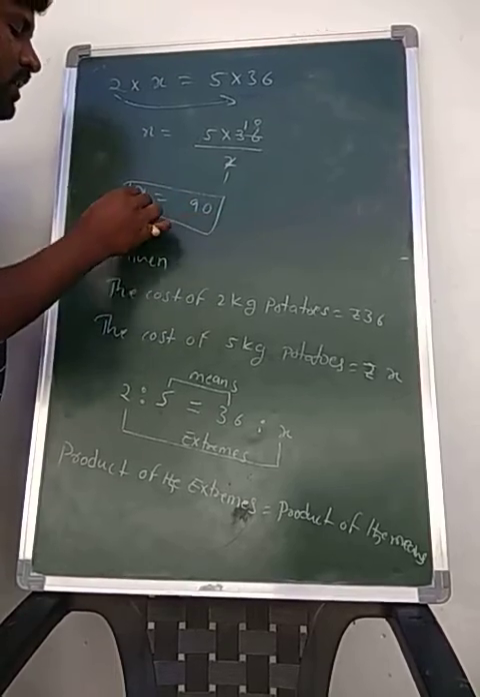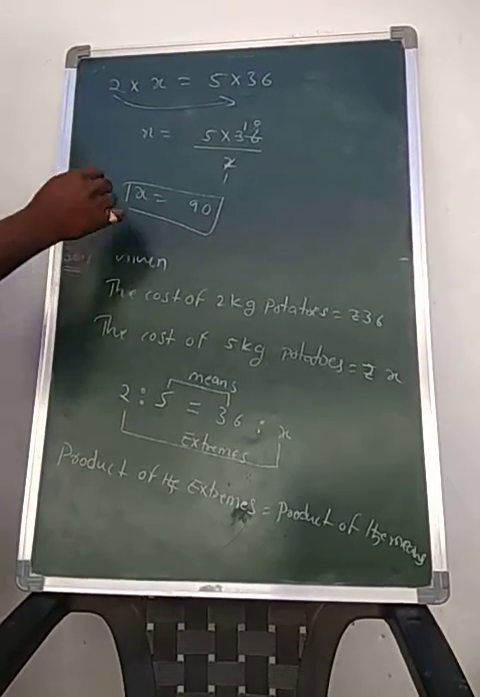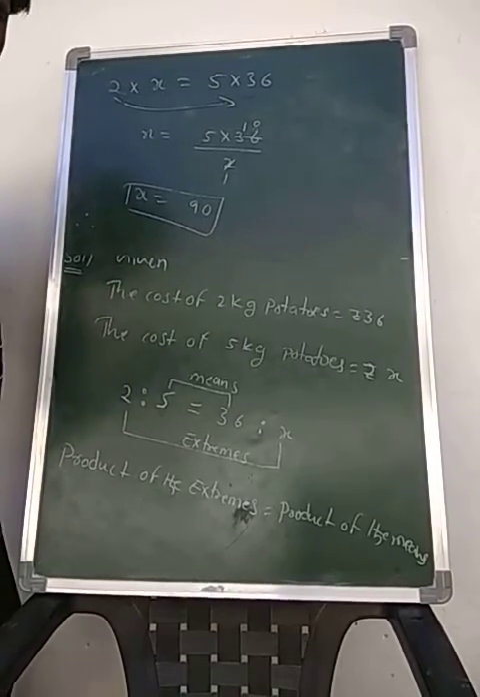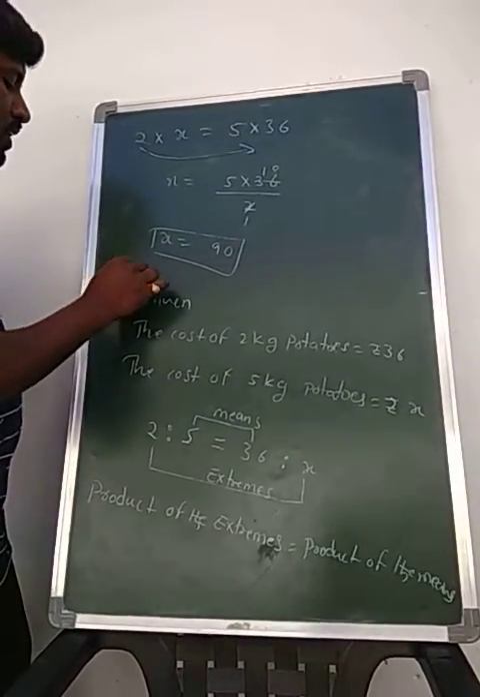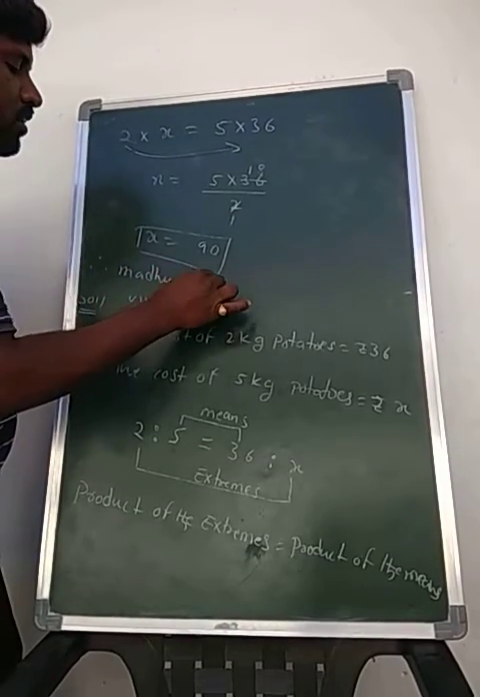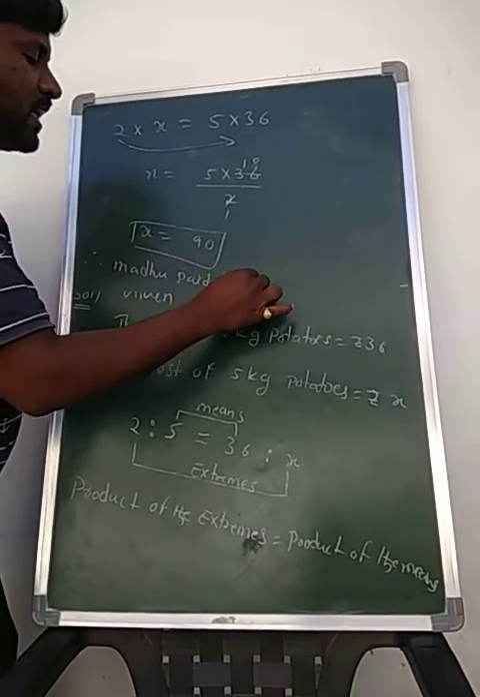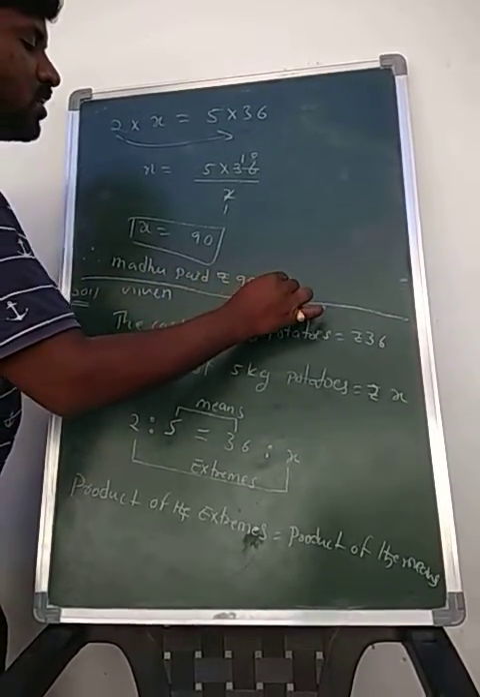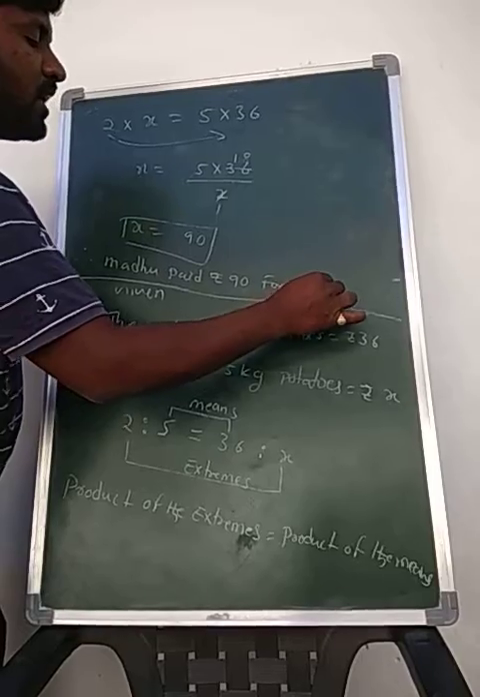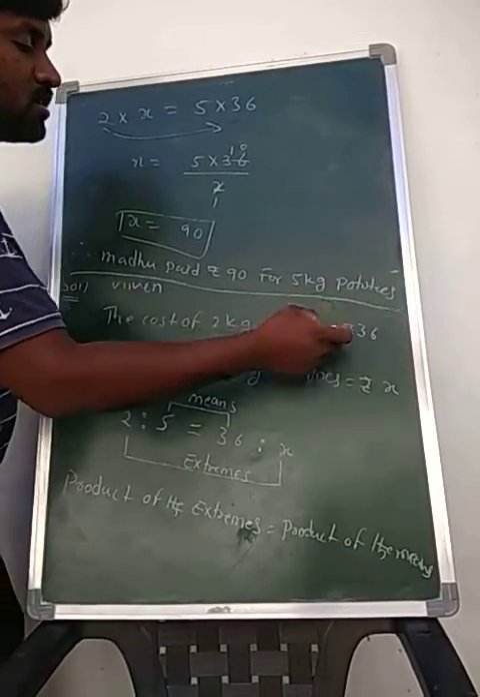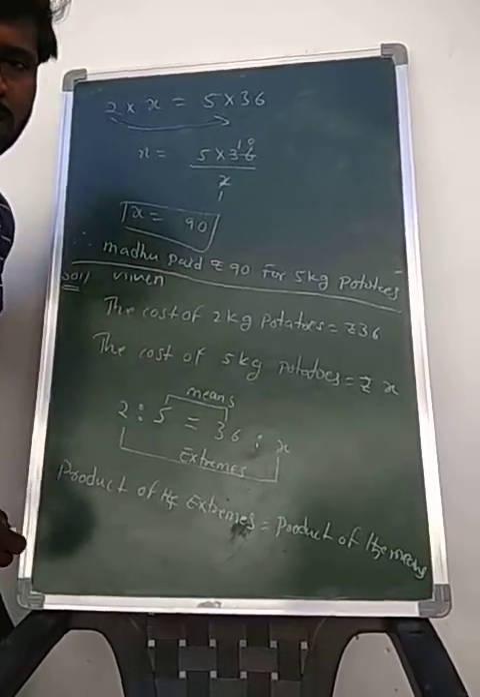So therefore we can write, how much will Madhu pay? Madhu paid rupees 90. Madhu paid rupees 90 for 5 kg potatoes. So this is the required answer. Okay students?